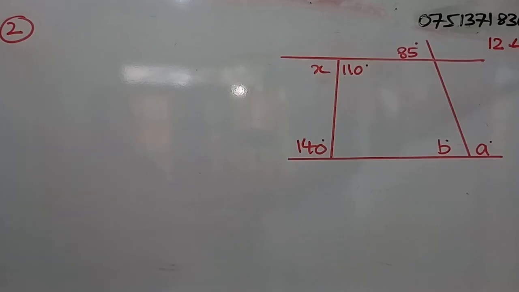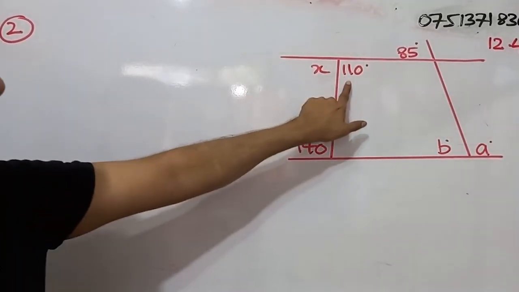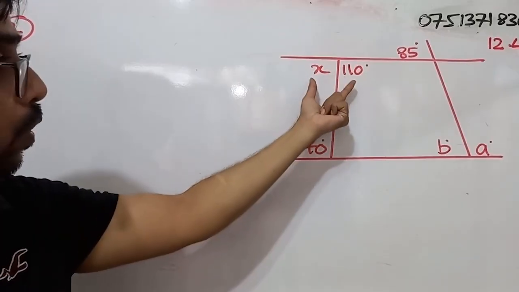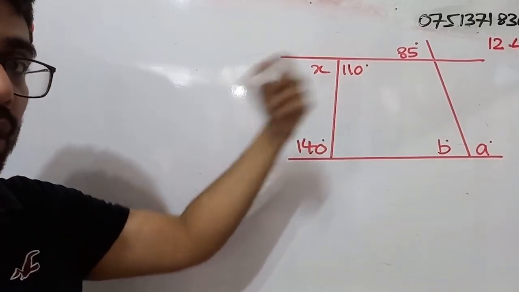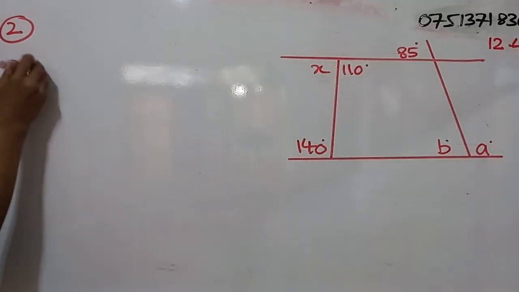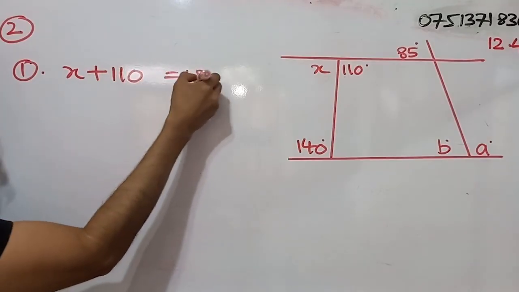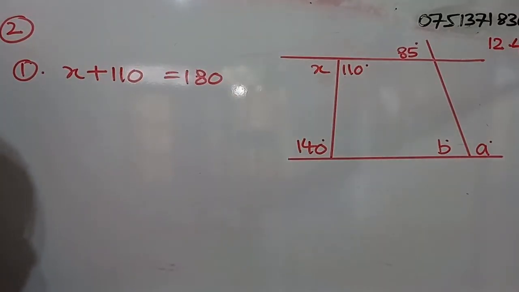Question number 2. Find the value of each of the angles based on the given figure. So we have 3 parts there. The first part is, what is the value of angle x? Here we have angle x. This angle is 110. When we add these two values together, what do we get? 180. So part 1, x plus 110 is equal to 180. What is the reason?